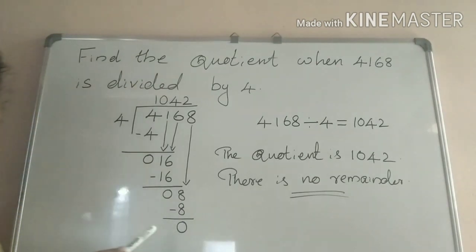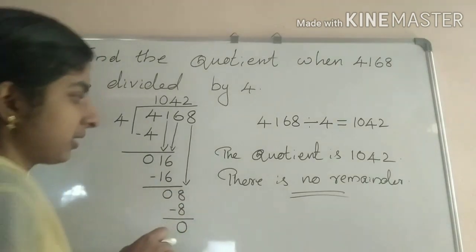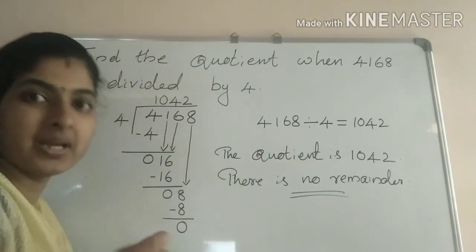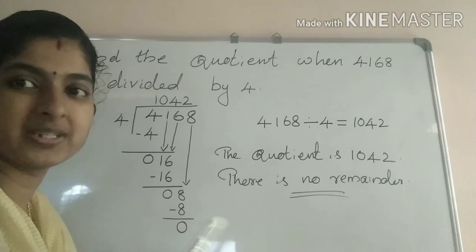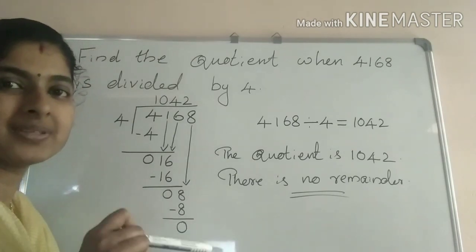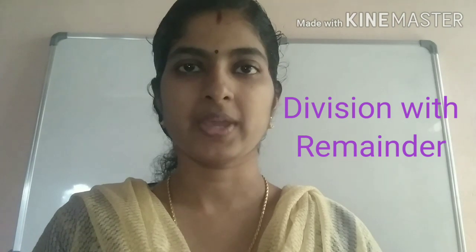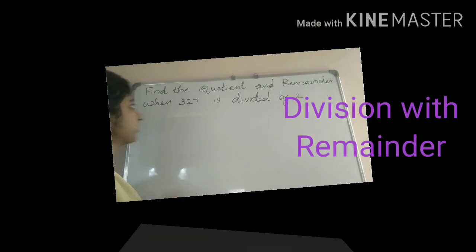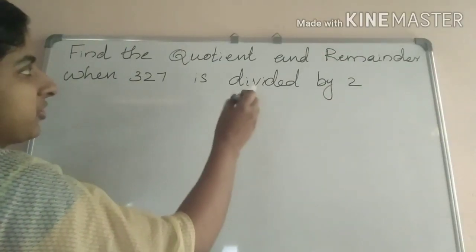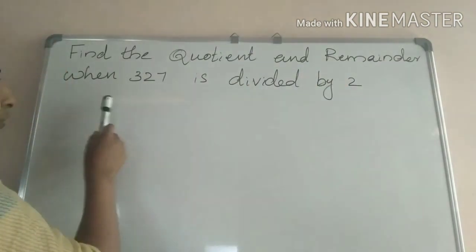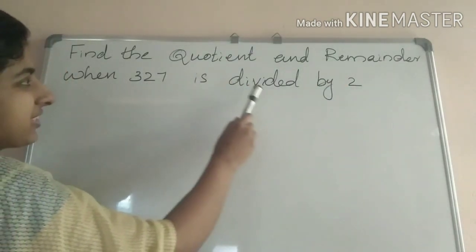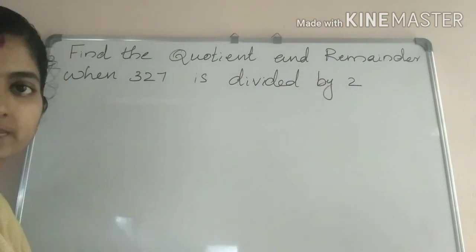Next we are going to discuss division with a remainder. See the first problem. See the question. Find the quotient and the remainder when 327 is divided by 2.